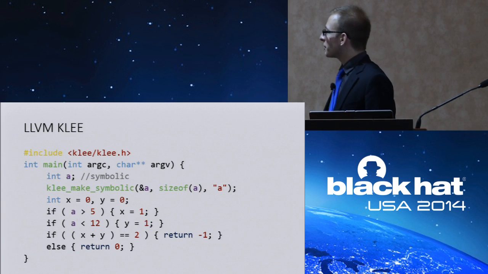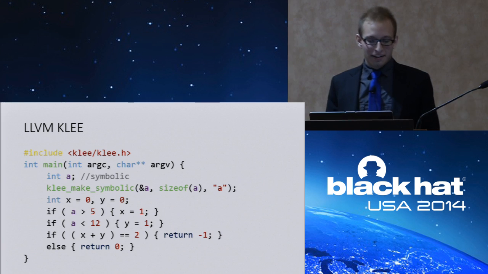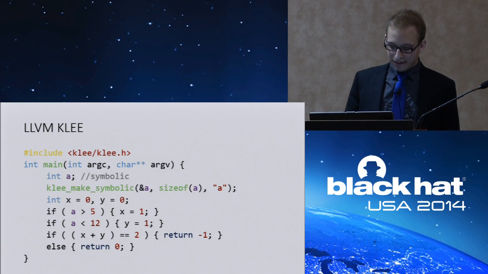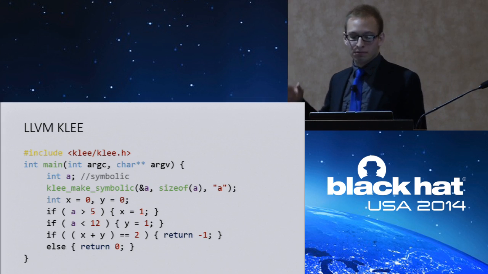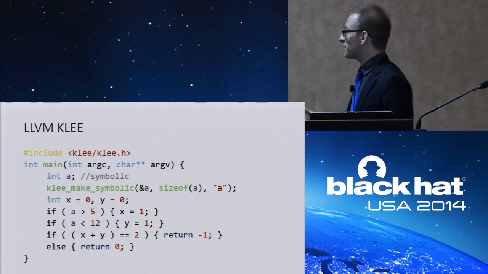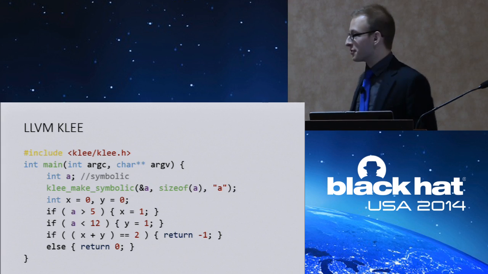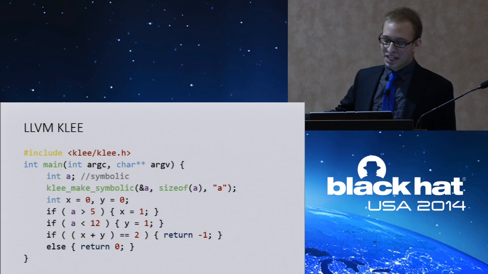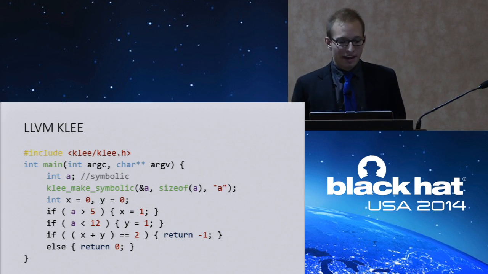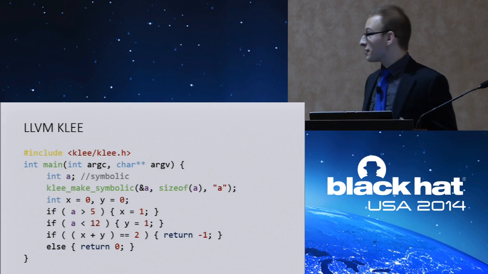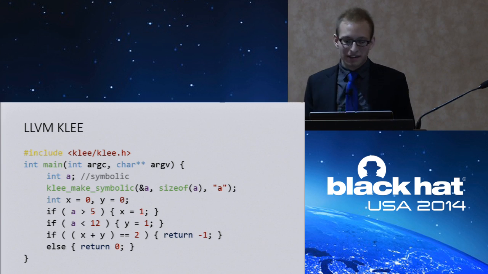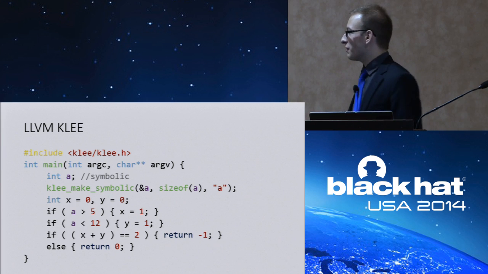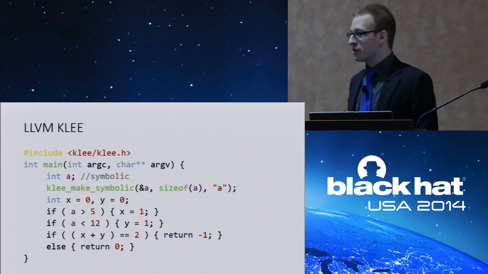So here I took the program from a couple slides ago and modified it slightly so we can use it without calling assert. So we have if x plus y equals 2, we're going to return -1, and else, we're going to return 0. We also use this function called klee_make_symbolic, which tells Klee that the variable a is input, and it should treat it as symbolic input.